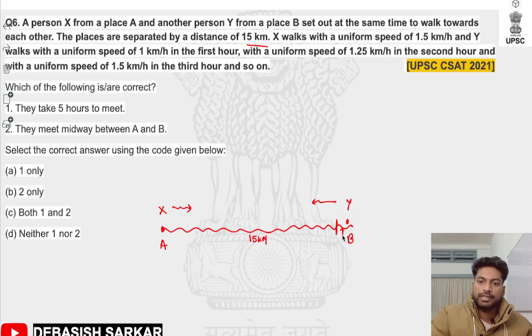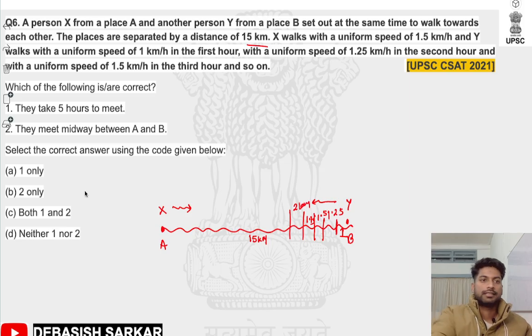Okay, so in the first hour Y will complete 1. Second hour Y will complete 1.25. Third hour that will be 1.5 kilometer. Fourth hour it will be 1.75 kilometer, and fifth hour it will be 2 kilometer. Like that. Okay, 2 kilometer.